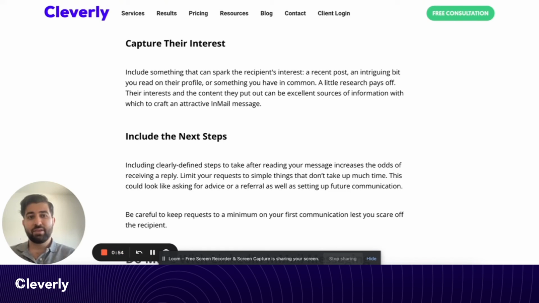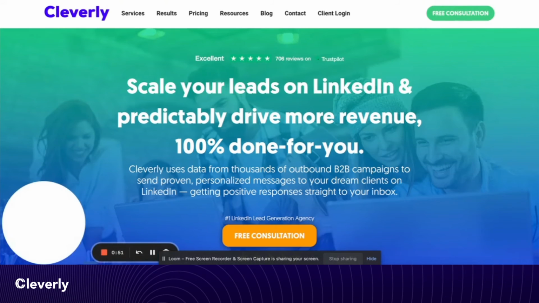So now that you know the basics of sending InMails, it's time to incorporate them into your LinkedIn strategy. They're a highly effective tool in your outreach arsenal that can help you reach out to prospective employees, B2B decision makers, or even your next employer without having an established connection first.